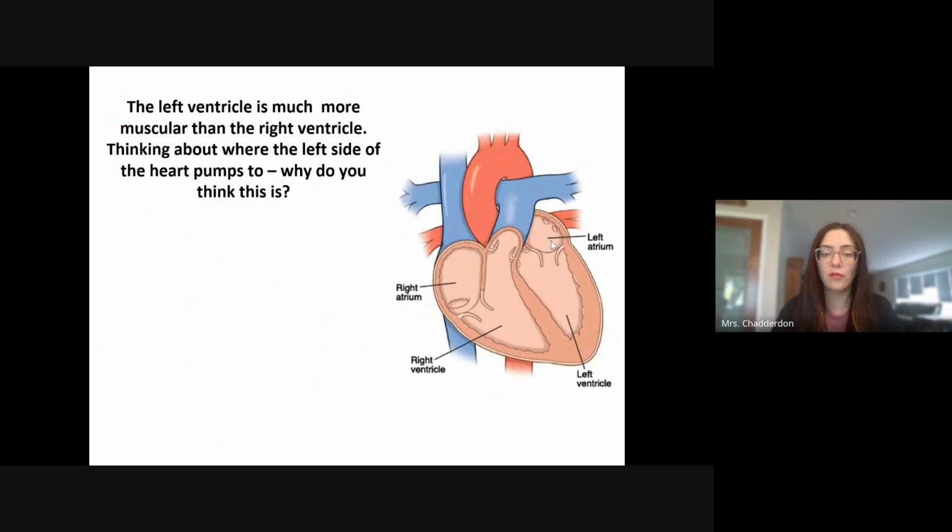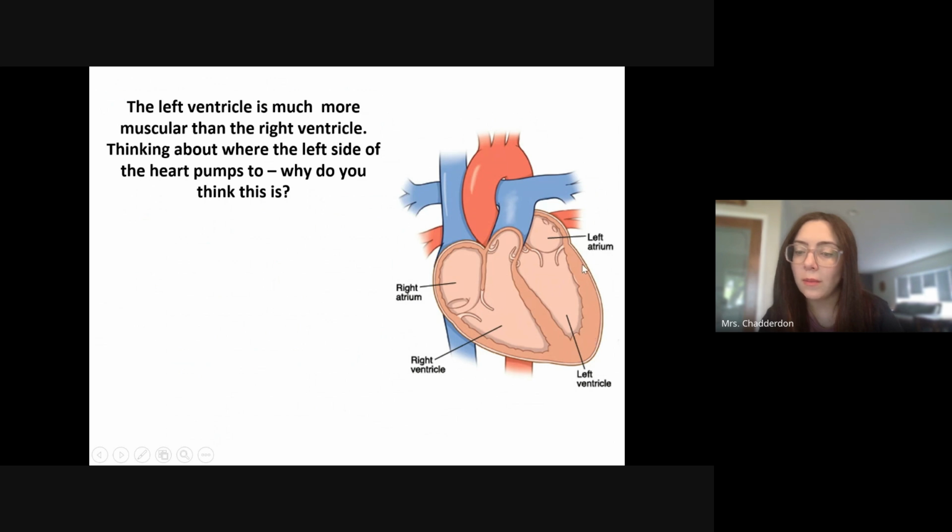Now, if we look at this, we dissect the heart here, and we look at the muscle of the heart, we can see that this left side is much thicker. There's more muscle to the heart than this right side. Okay, now thinking about where the left side pumps blood and where the right side pumps blood, why do you think we have more muscle on the left side?